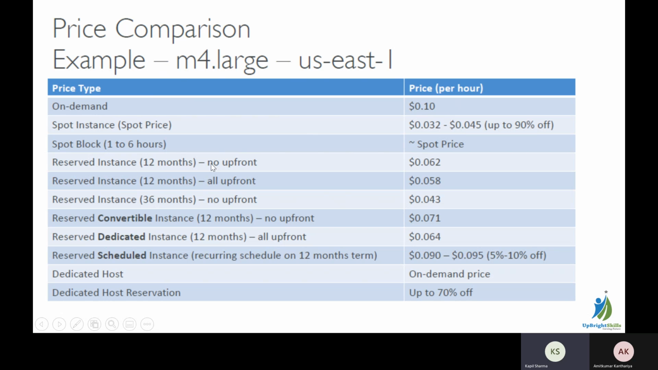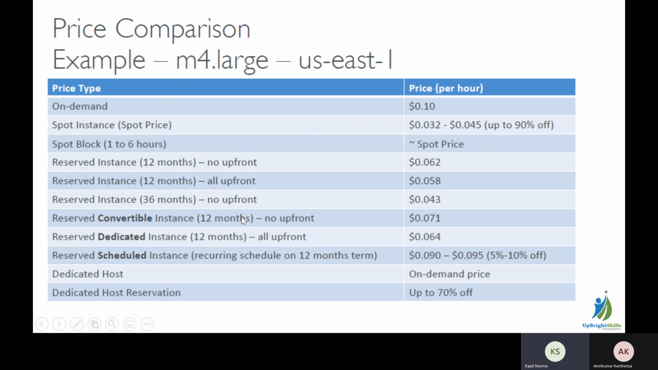Reserved instances for 12 months with no upfront payment. So if you do not want to pay upfront, you can go with monthly billing. So it will be like 0.062. If you do an upfront, full payment, then you will get 0.058. Reserved instances for 3 years with no upfront payment. So again, it is a different amount.